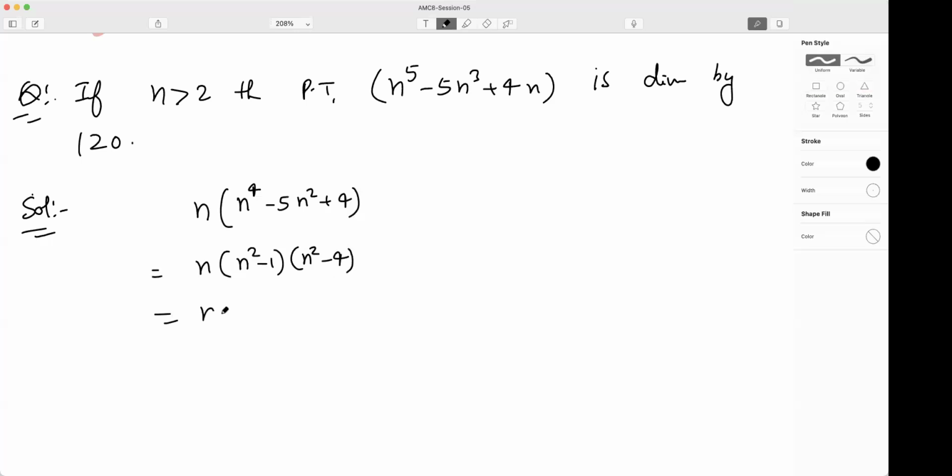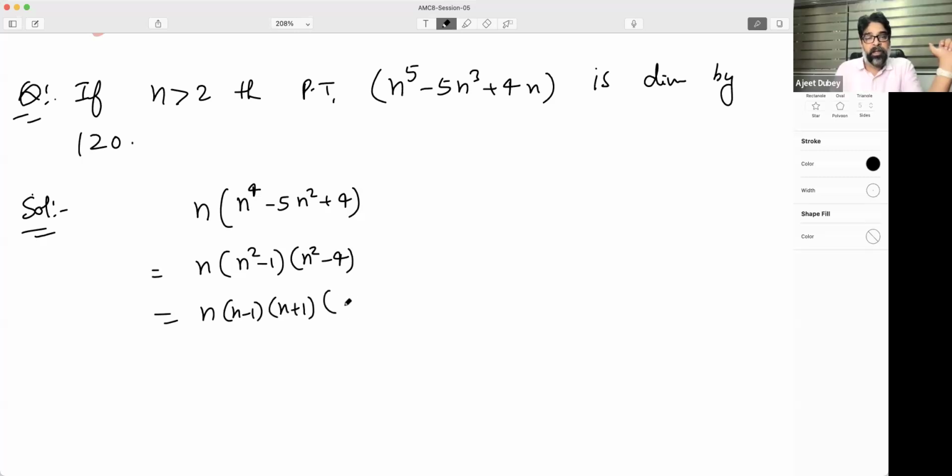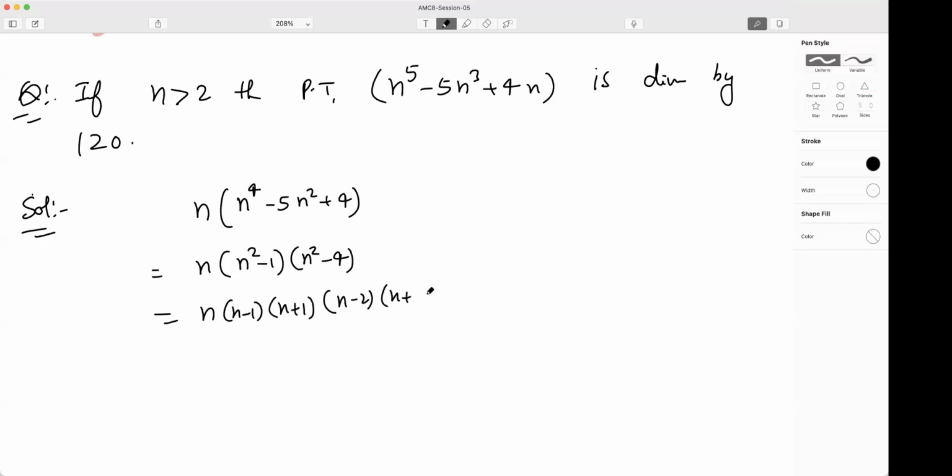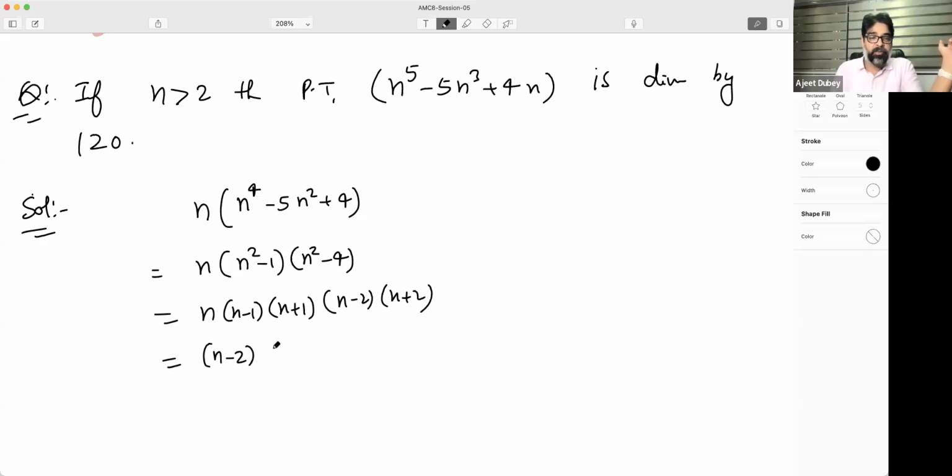Yes, sir. So which is equal to n minus 1 into n plus 1, into n minus 2 into n plus 2. Let's write it in increasing order. The smallest is n minus 2, then n minus 1, then n plus 1, n plus 2. These are 5 consecutive integers.